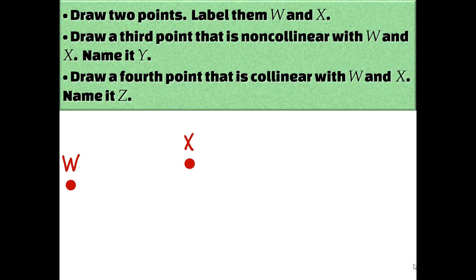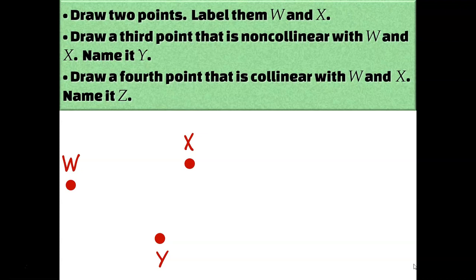The next step is to draw a third point that is non-collinear with the points that we just drew. All that means is that you have to put it somewhere that would not be on the line that connects W to X. So I'm going to put my point right here, and as it says, I'll call it Y. Y is non-collinear with W and X because there's no way to draw one straight line through all 3 points.